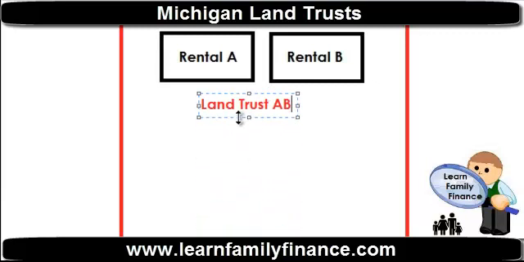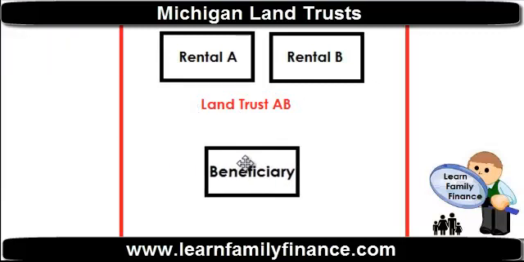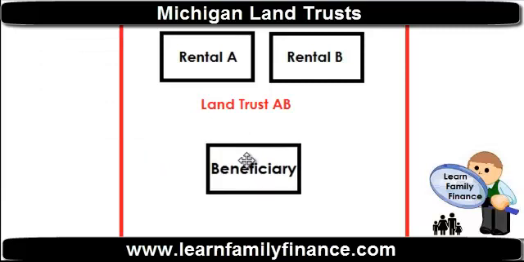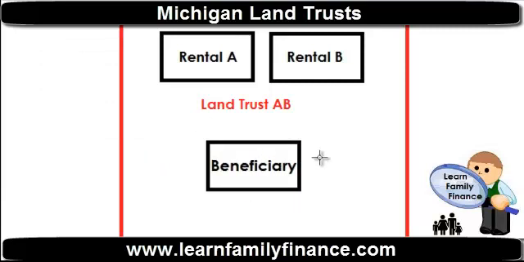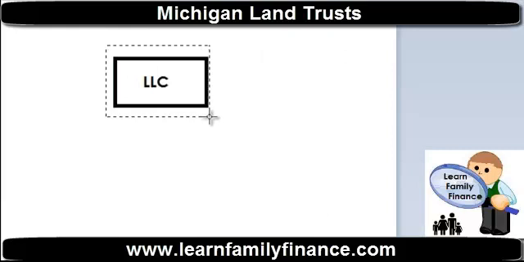So in land trust AB, you're going to have to name a beneficiary, right? And if you're just going to name yourself or a person as that beneficiary, here's the problem. This person will be exposed to any judgment on either rental A or rental B. So that's why you're going to have liability if you just have the land trust by naming a person as a beneficiary.